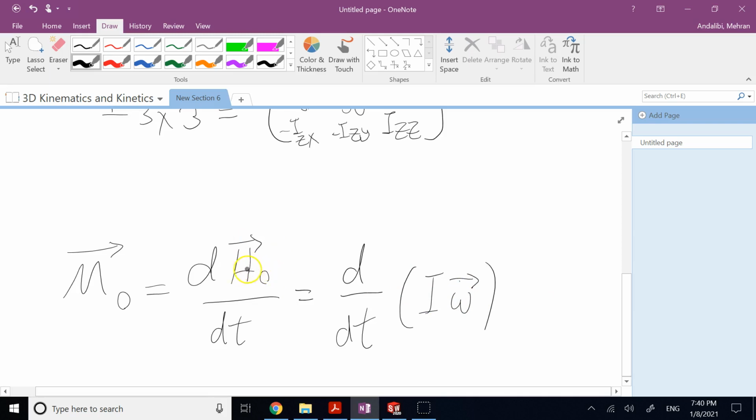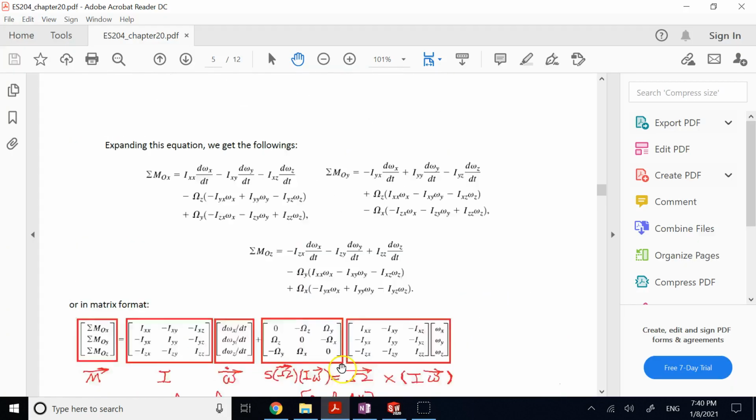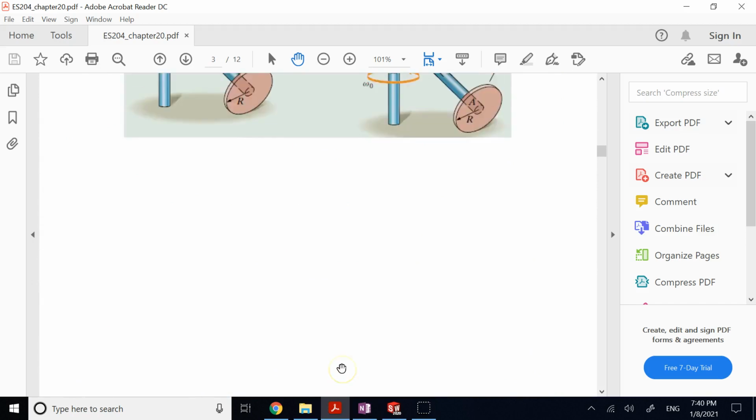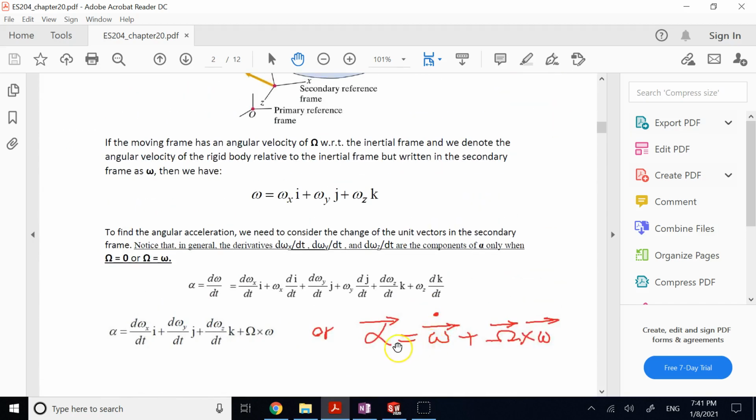And this h, if you remember, in general, it can be written, or measured, or sensed in a secondary coordinate frame, where that secondary coordinate frame itself is rotating about the primary coordinate with angular velocity cap omega. Remember that? This is what we had last time when we derived this important equation, alpha equal omega dot plus derivative of omega times omega.